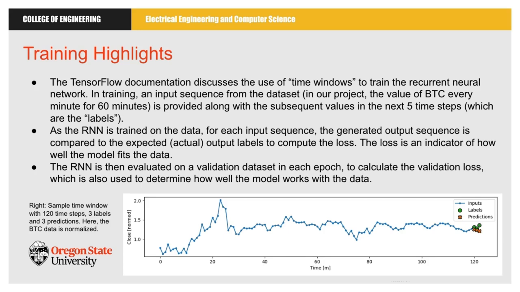To measure the performance of the models, the RNN is also run against a validation dataset to calculate the validation loss. This is used to determine how well the model works with the data and to prevent overfitting. Here we have a sample 2-hour window of the normalized Bitcoin price along with the 3 labels, which again are the actual values at those time steps, and the 3 predictions from the model for those time steps.